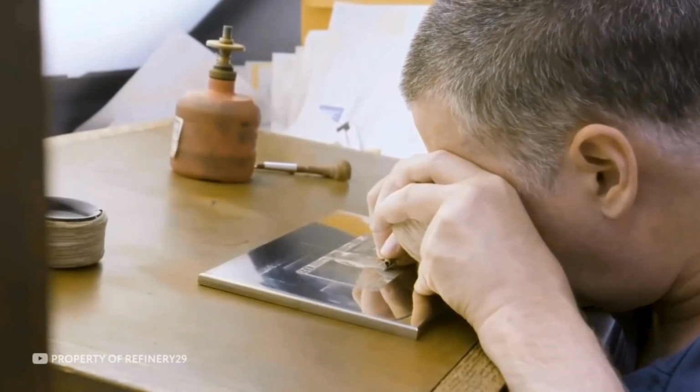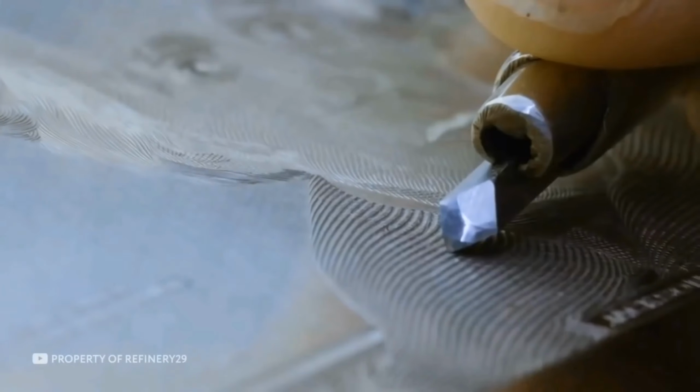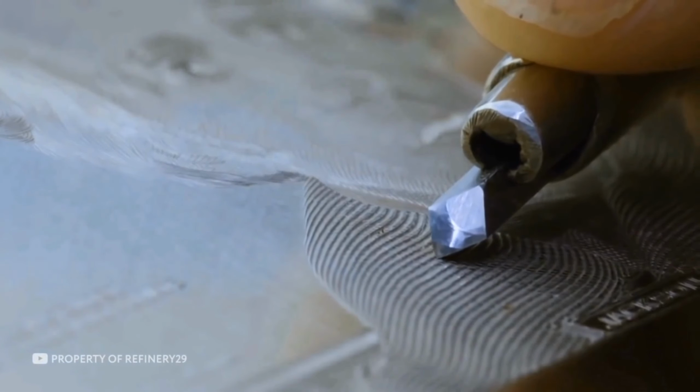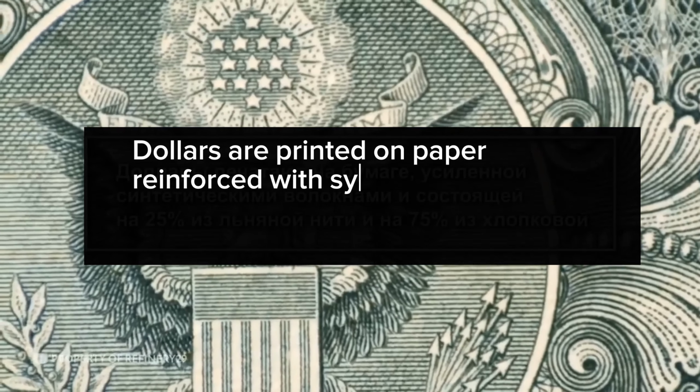The production of dollars begins with engraving on steel plates, which is done by hand by a craftsman. This is a very important and time-consuming stage, because the level of protection against fakes depends on the quality of the engraving. After the engraving is ready, you need to make a special paper.